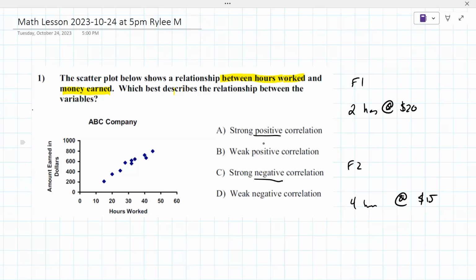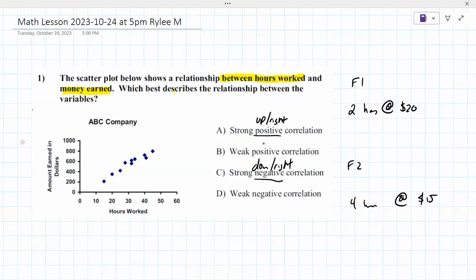Said go up and to the right? Oh, sorry. I understand that. So give me an answer. Does this data set go up and to the right? Yes. All right. Negative means down and to the right.